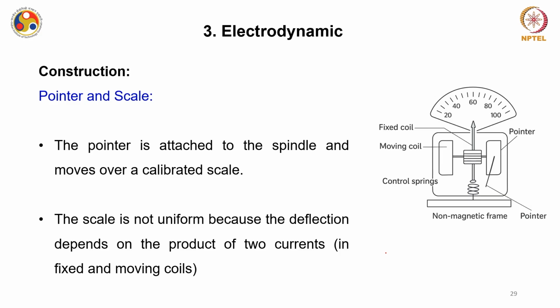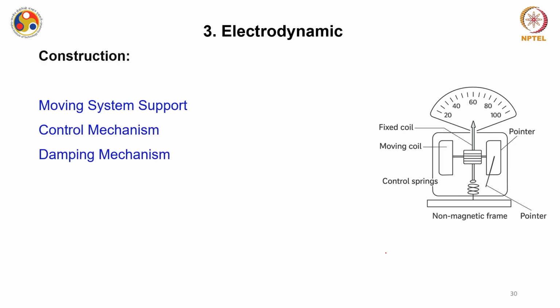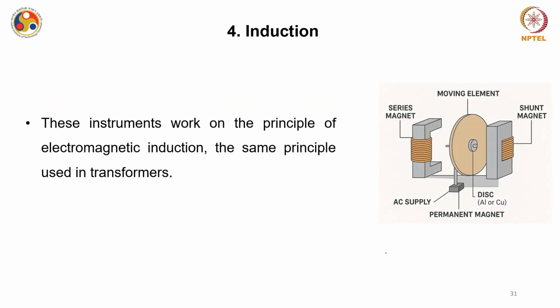Now the pointer is attached to the spindle and it moves over a calibrated scale. We will discuss the scale and other things of this electrodynamic instrument when we discuss the torque equation and other parts. Again, the control mechanism and damping mechanism are an important or crucial area of this electrodynamic kind of instrument. Then we have an induction kind of instrument.